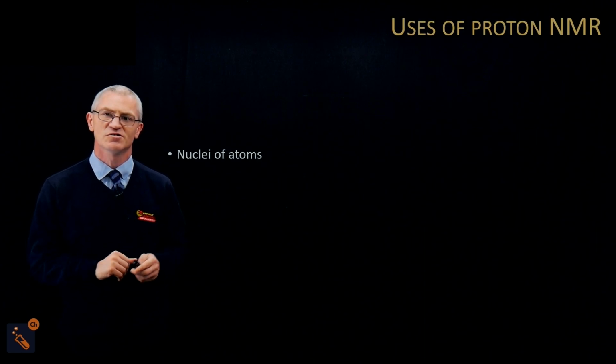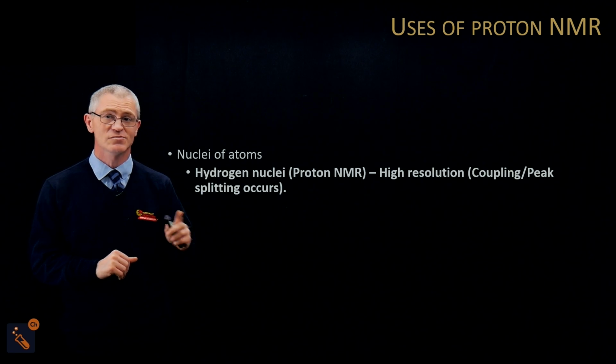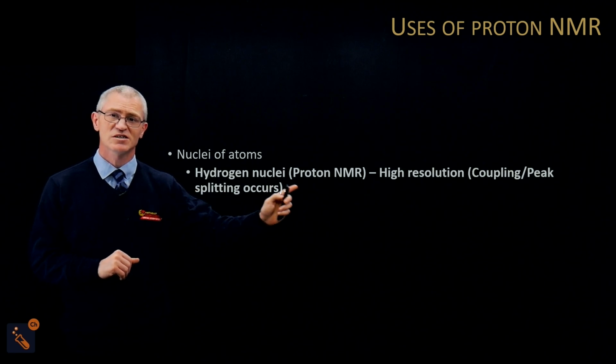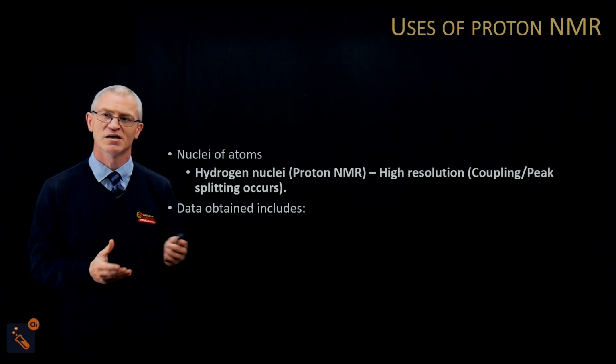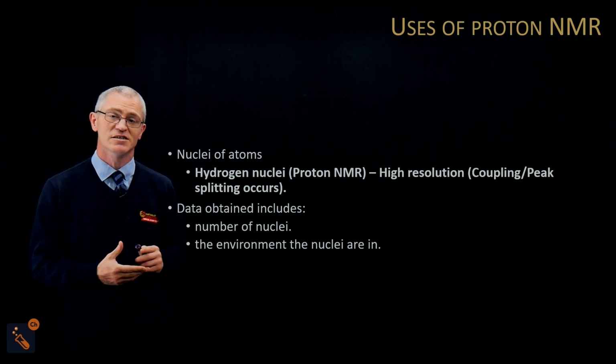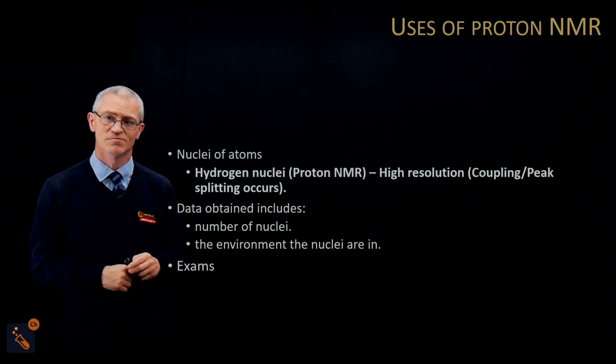So, uses of Proton NMR. We find out about the nuclei of atoms like we do in carbon NMR, but this time it's high resolution and therefore we get peak splitting, which I'll explain later. We find, as in carbon NMR, the number of nuclei and the environment they are in.